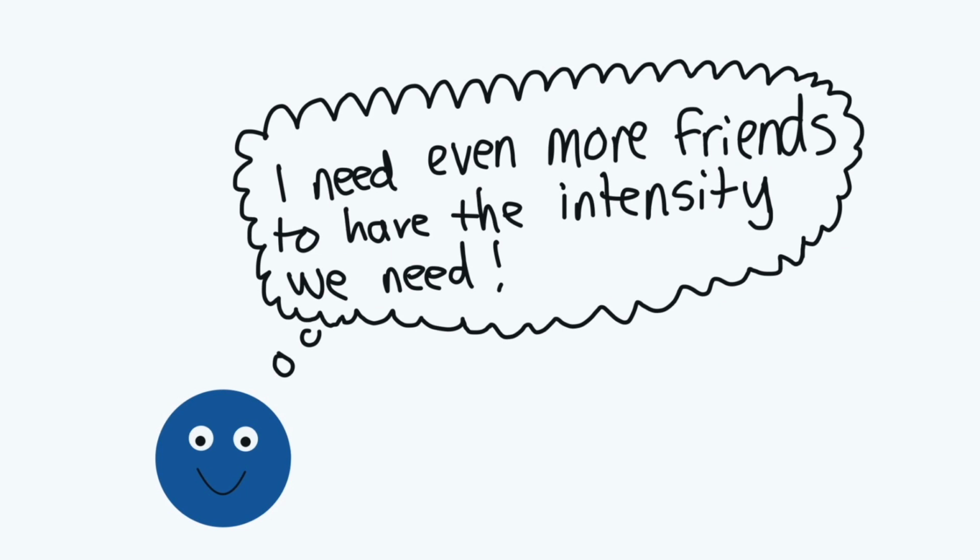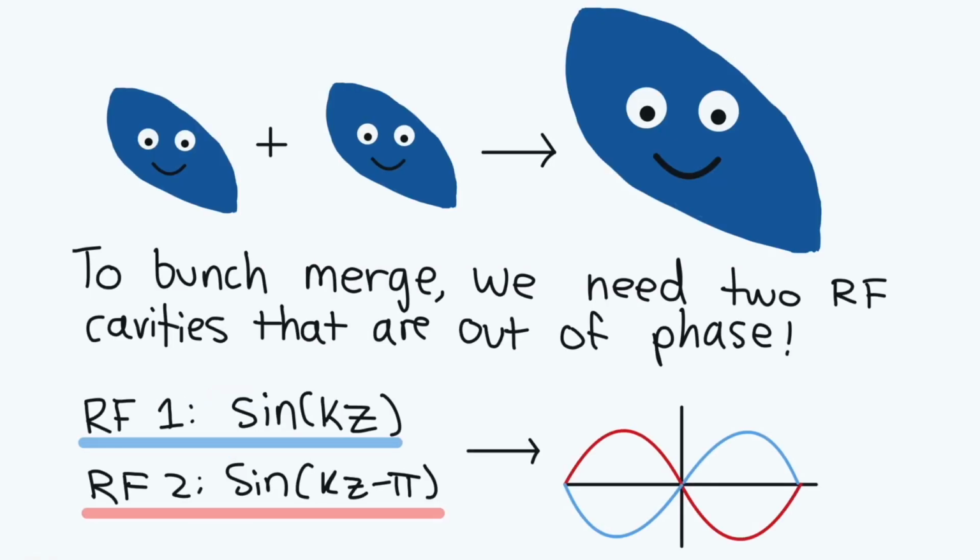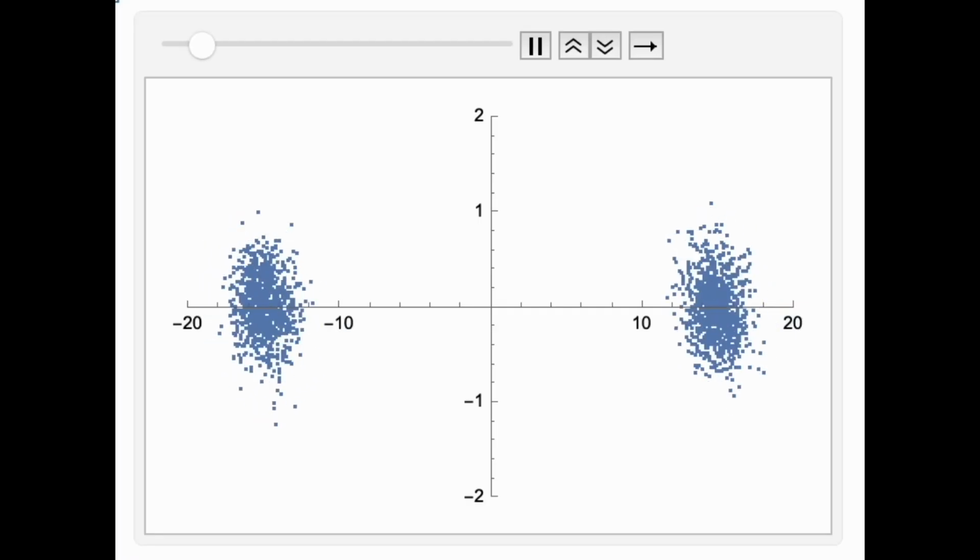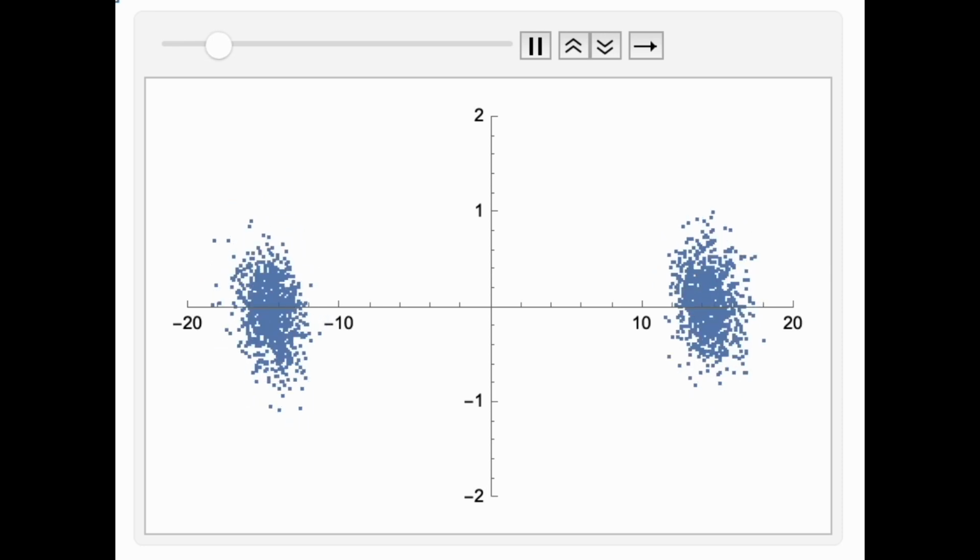But our electron bunches are too small right now and won't be strong enough or intense enough to collide with the ions. So let's merge bunches to get a bigger bunch. In order to do this, we need two RF cavities that are out of phase with one another. Being out of phase means that they'll be at different points in their cycle of producing electric fields. This is an animation I created of two bunches merging to become one bunch.